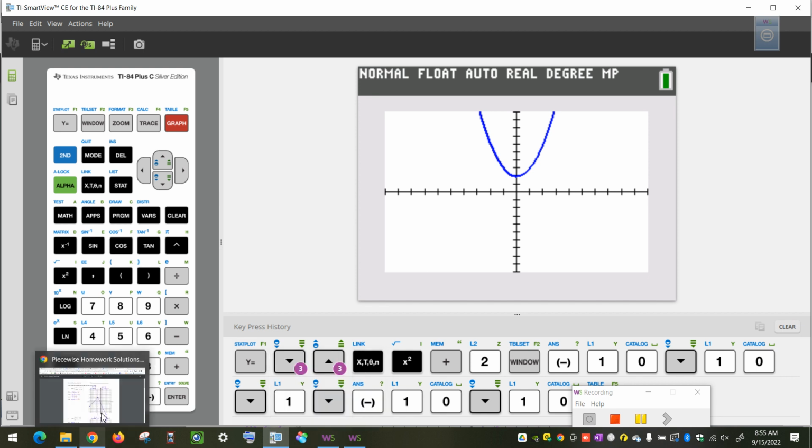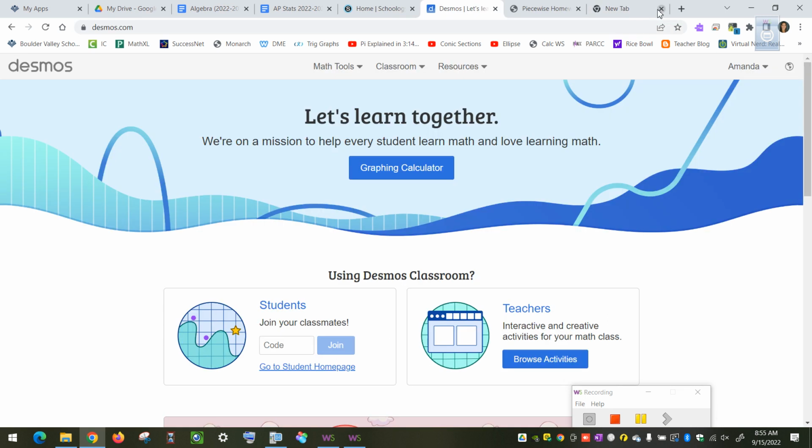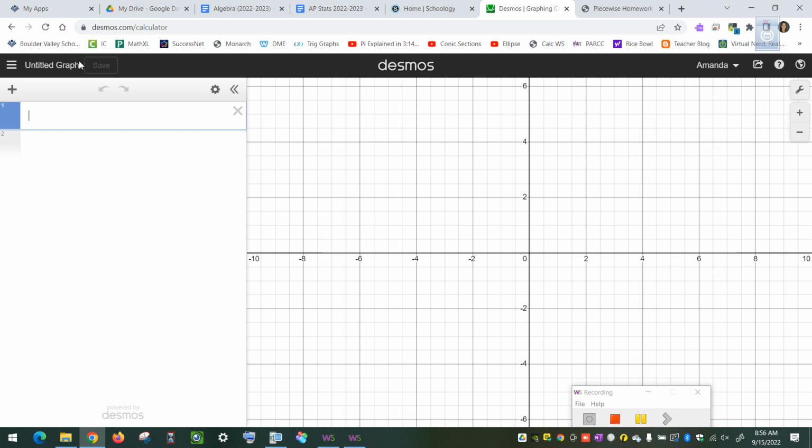All right, now if you are working on Desmos, we are just going to go to the URL. You're just going to type in desmos.com. And this is how it's spelled here, D-E-S-M-O-S. And then we're going to go ahead and click on this to launch the graphing calculator. And when you click here in the box, this is where we're going to just type our equation in. So we're going to type in y equals.